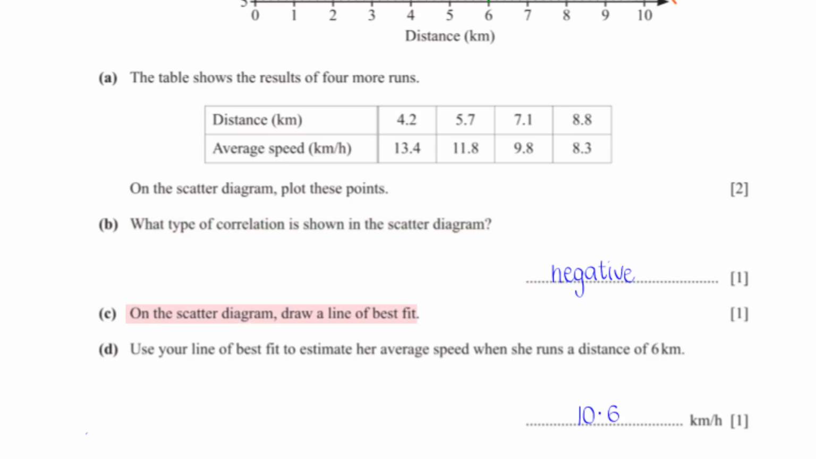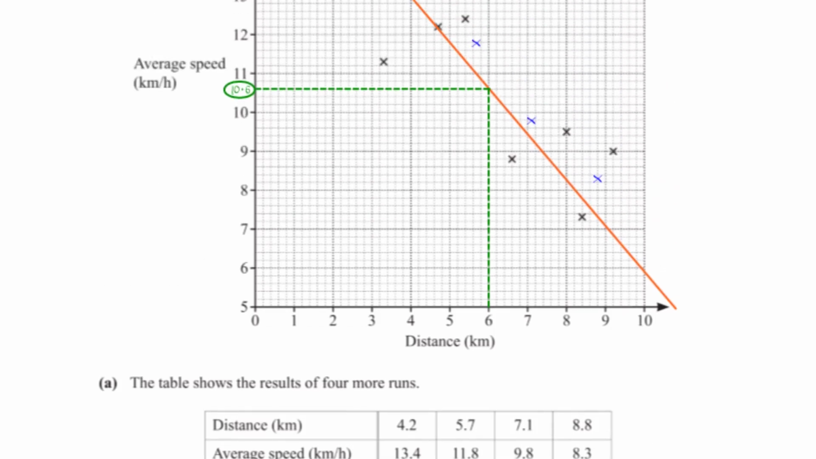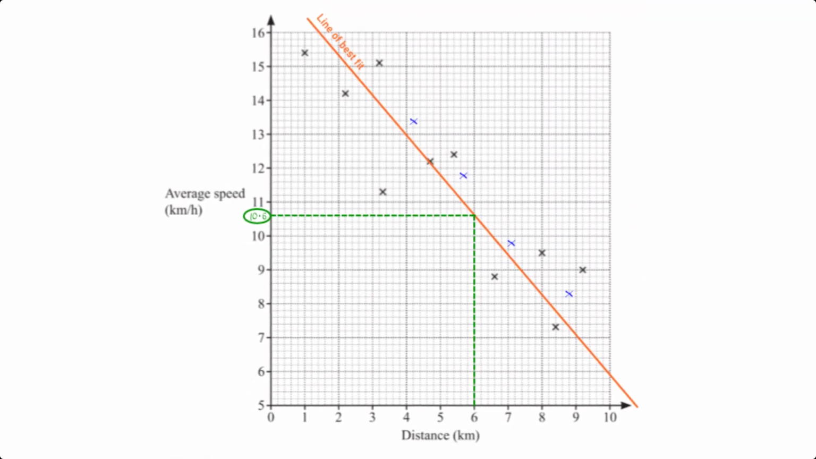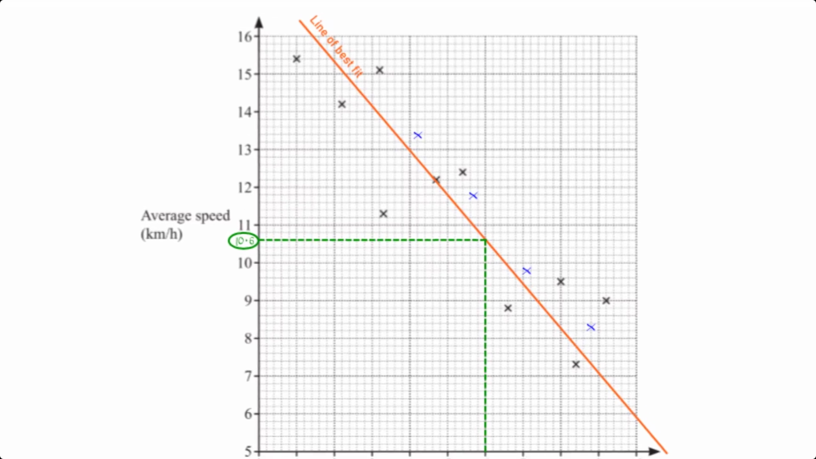On the scatter diagram, draw a line of best fit. No two lines of best fit are going to look exactly the same. However, the general rule of thumb for drawing a line of best fit is to ensure that the line passes through as many points as possible while balancing an equal number of points above and below the line.